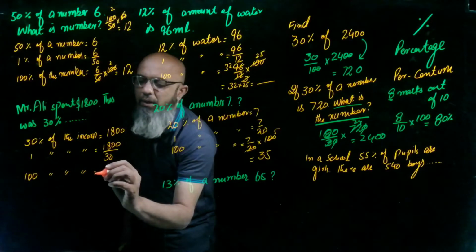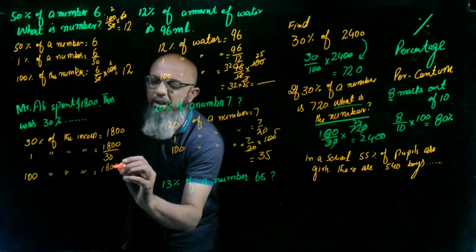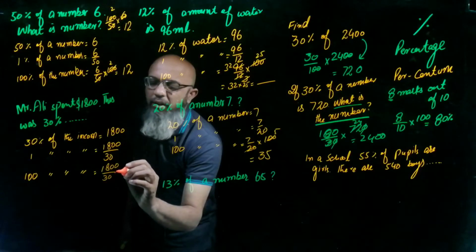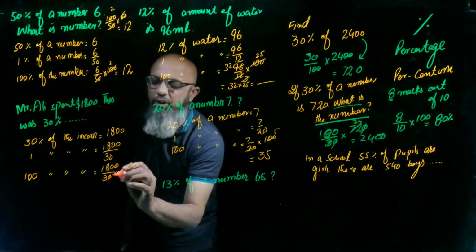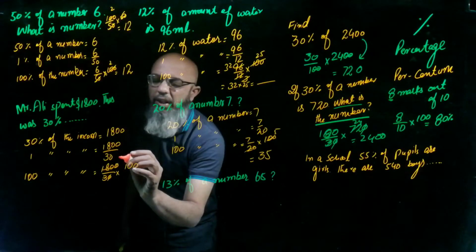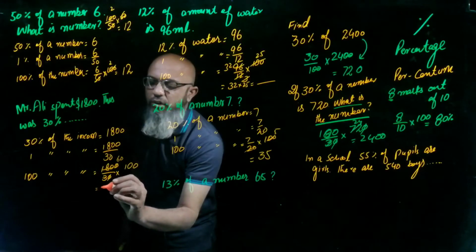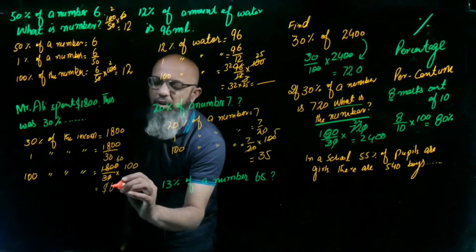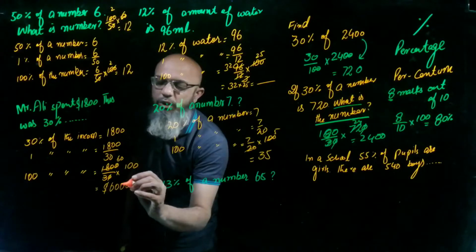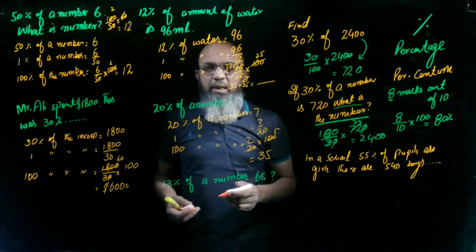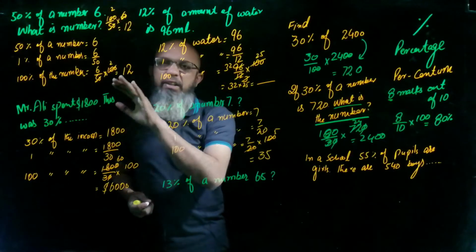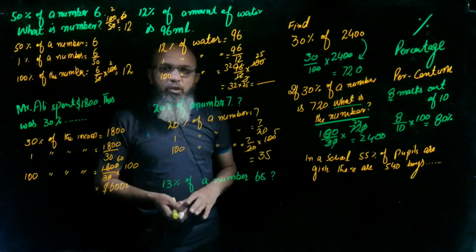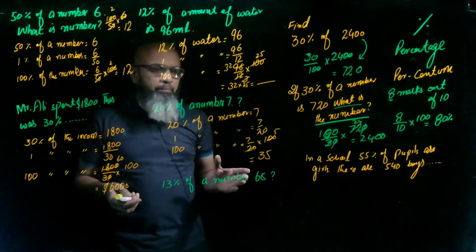What is the total income? 1800 divided by 30 into 100. So it's very easy. 0 cuts with 0, 3 with 18, that is 60. So the original value is 6,000. Means his total income is 6,000, out of which 30% is $1800. So quite an easy topic, right?